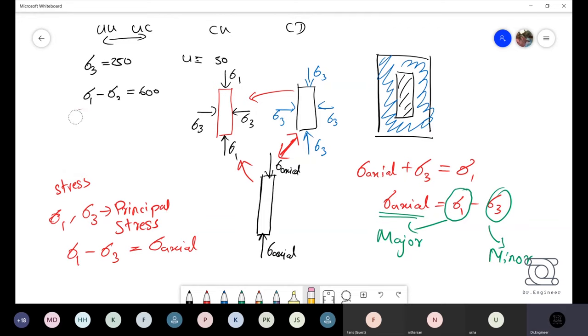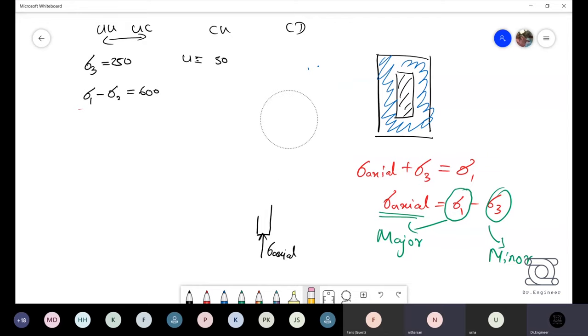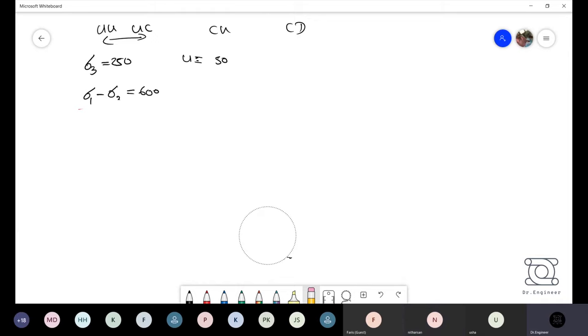So using these values, you can find out what is sigma 1. Sigma 1 is simply 850. Sigma 3, we already know, is 250.